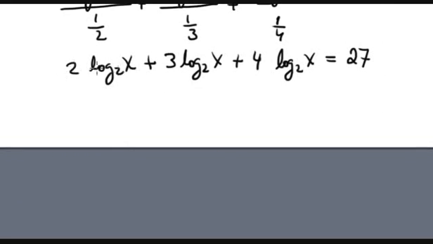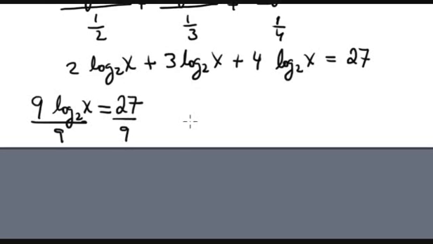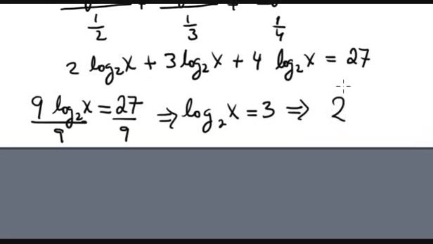This is 2 plus 3 is 5 plus 4 is 9. And 9 times logarithm base 2 of x equals 27, divide by 9 both sides. Logarithm base 2 of x is equal to 3. So you convert to exponential: the base is 2, the exponent is 3, equal to x. The answer is 8.